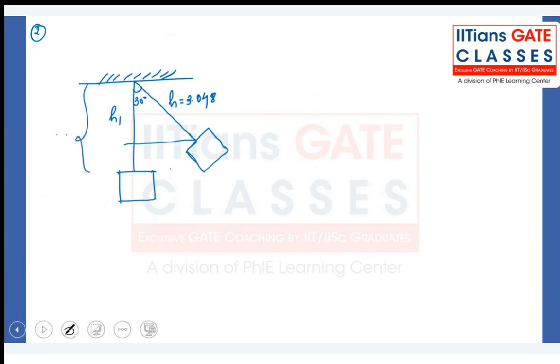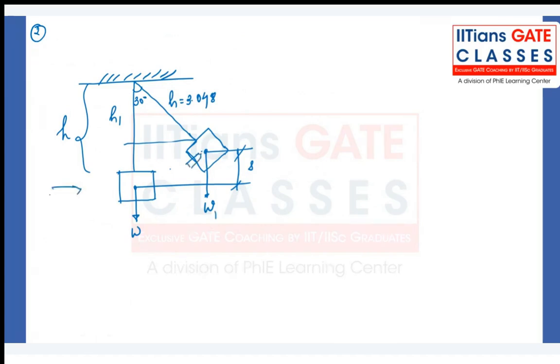Okay, and this block is lifted by a certain height, let's call it s, and the weight of the block is here acting downward, here also acting downward, but here we have the bullet as well, which we have to consider. WB, WS, or W box. Okay, and here we call it W. I hope you understood this figure now.